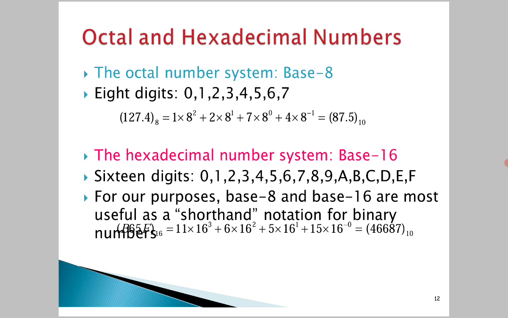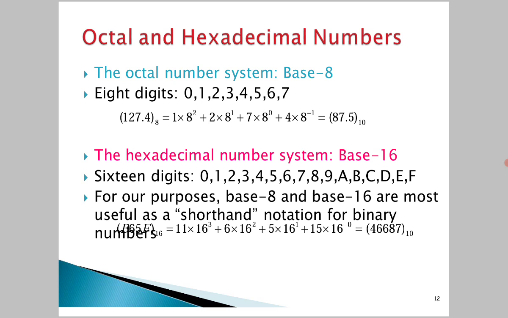So 7 into 8 power 0, plus the second digit 2 into 8 power 1, plus 1 into 8 square, that is the decimal part. And the fractional part is 0.4, that is 4 into 8 power minus 1, which gives 87.5. So the decimal equivalent of octal 127.4 is 87.5.